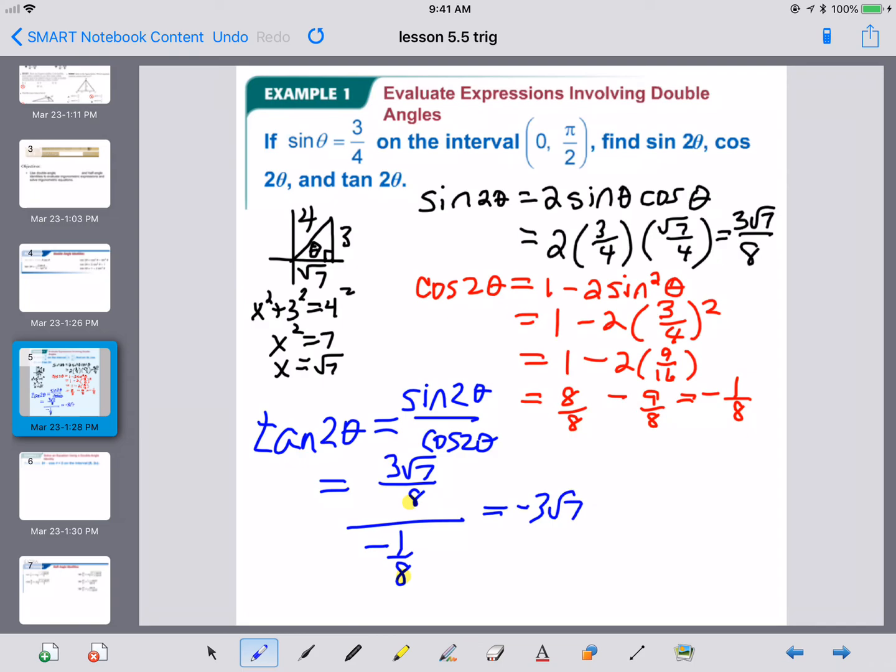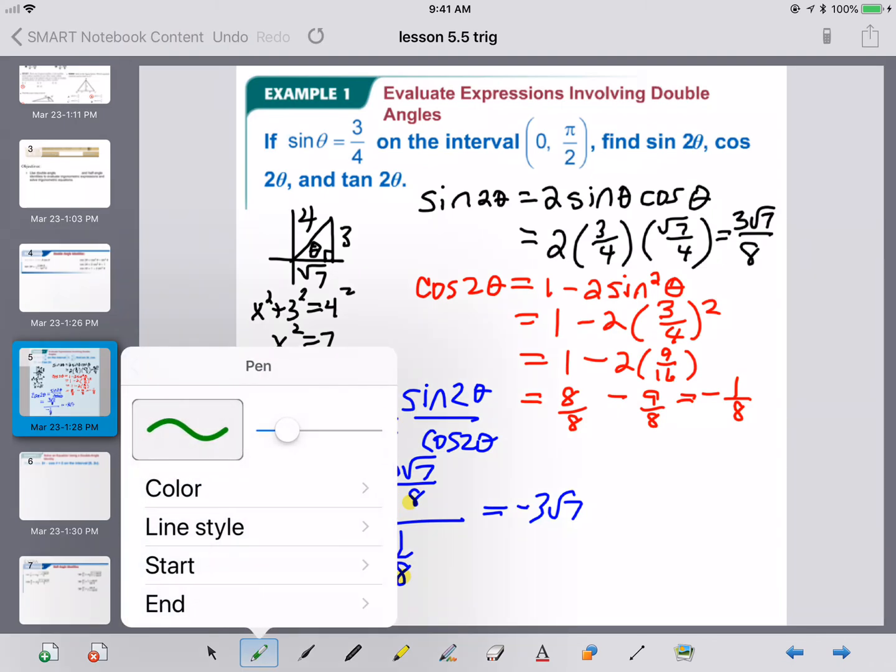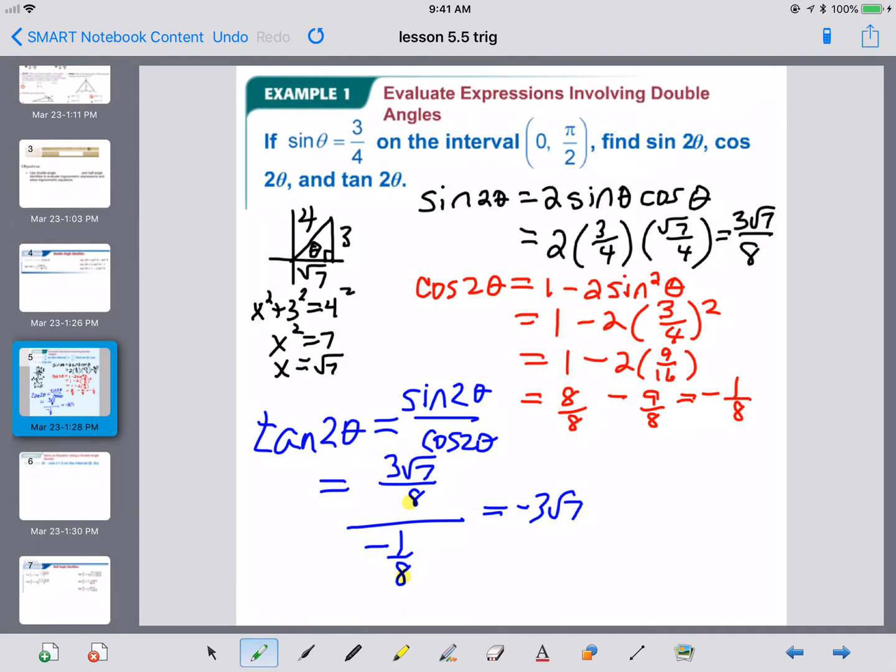Now let me prove to you that that works, and that the formula also works, which was 2 tangent of theta over 1 minus tangent squared. Now the reason I didn't want to do it is because I didn't know the tangent of theta, but if you look here in your triangle, tangent is opposite over adjacent, so that's 3 over radical 7. I'm just going to leave it like that for a minute.